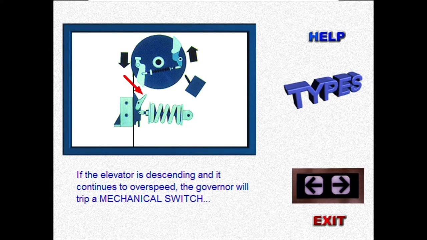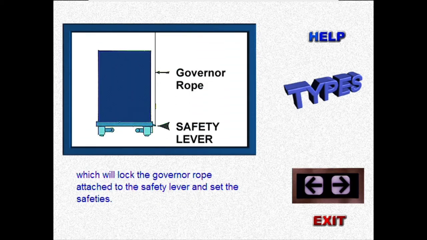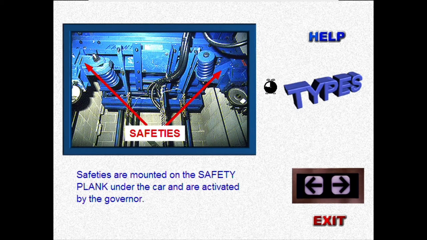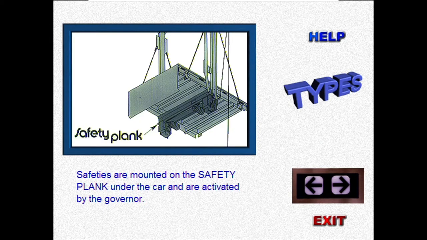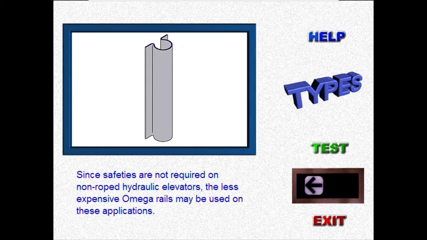If the elevator is descending and it continues to overspeed, the governor will trip a mechanical switch, which will lock the governor rope attached to the safety lever and set the safeties. Safeties are mounted on the safety plank under the car and are activated by the governor. When the safeties are set, jaws will engage the rails, bringing the car to a controlled stop. Safeties can only be used with T-rails. Since safeties are not required on non-roped hydraulic elevators, the less expensive Omega rails may be used on these applications.